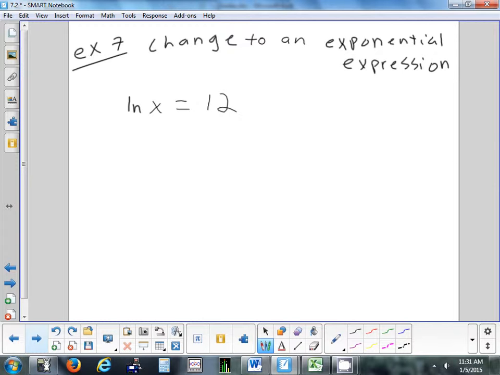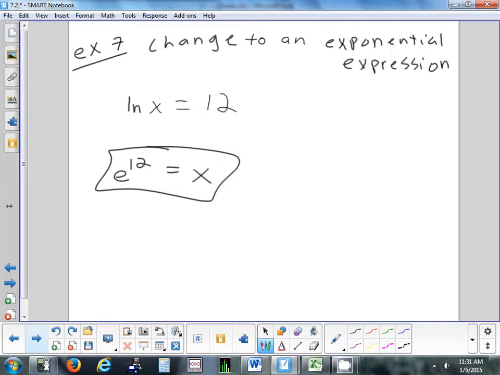Okay, without rewriting this one out using the long version of ln, anybody tell me what's my base, what's my exponent, and what goes on the other side? Yeah, e to the power of 12 equals x. That's it. So it's like the number 2.718 to the 12th power.